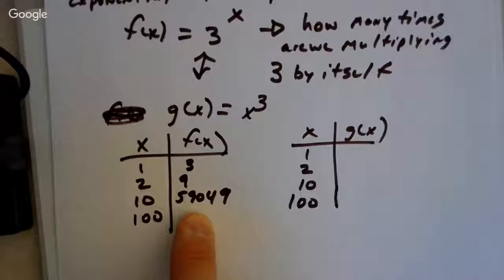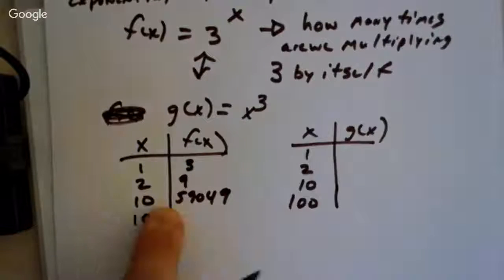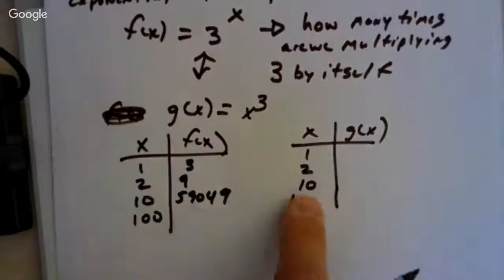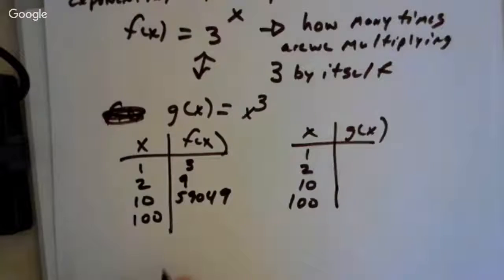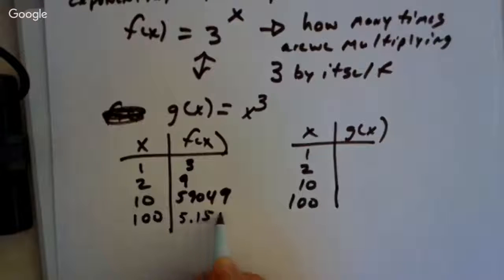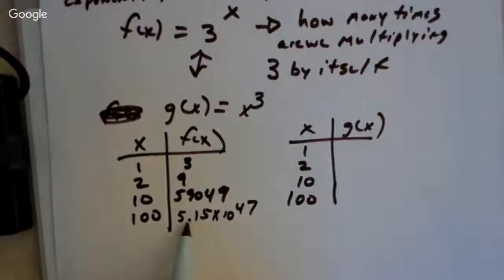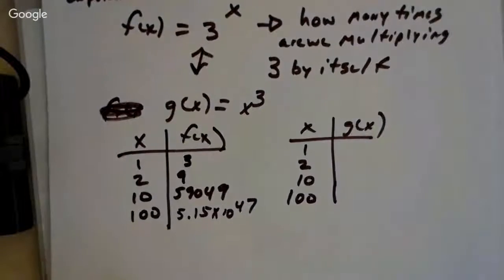Most people think the cubic grows faster. No, multiplying a number by itself 10 times is going to go way quicker than multiplying that number to the 10th, or that 10 to the third power. 100 volunteer? It's 5.15 times 10 to the 47. That means there are how many zeros behind this? 45 zeros, 47 numbers behind that. Is that a big number or a small number? You want that in your bank account.